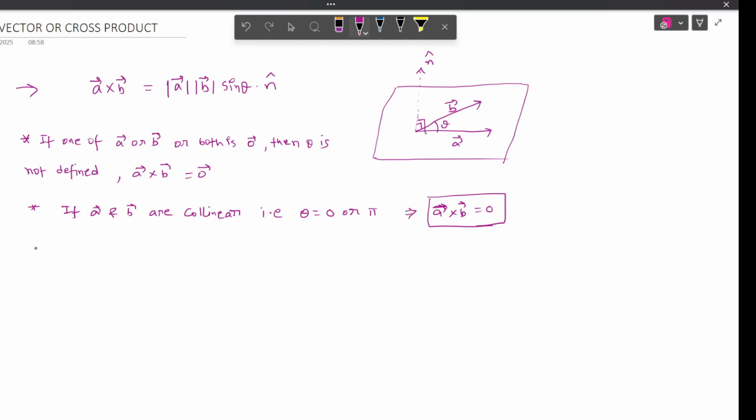Next point. See, A cross B is a vector; here we can see we have a direction. That's why it is known as vector product. It has a magnitude and a direction.